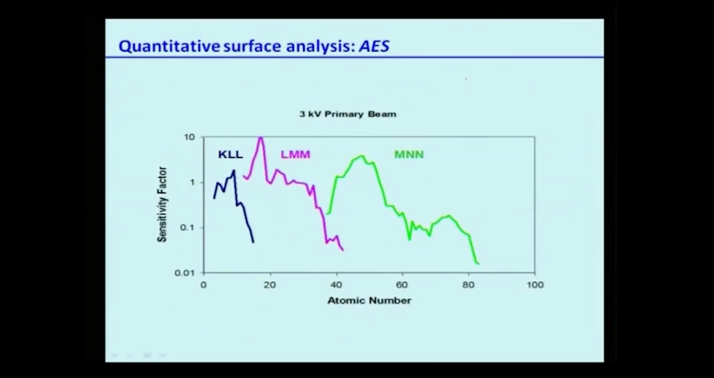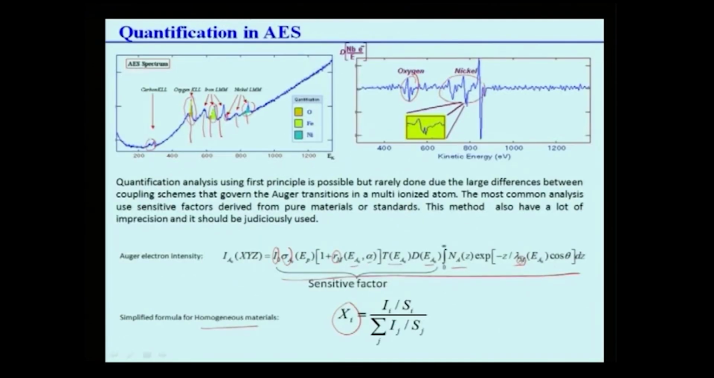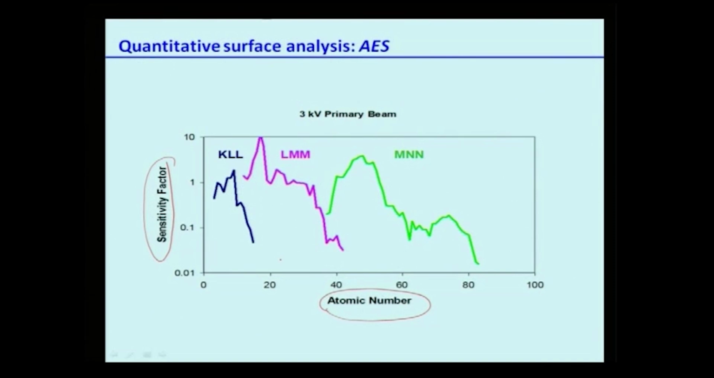Well, let us now look into more detail. This is the sensitivity factor versus atomic number. Sensitivity factor is what I discussed. As you see, it goes from this part to this part. It contains the transition energy level, the scattering cross sections, and the incident beam energy level. So sensitivity factors can vary from 10 to the minus 2 to 10 depending on the atomic number and on the transitions. For a 3 kilovolt primary electron beam, this is calculated.